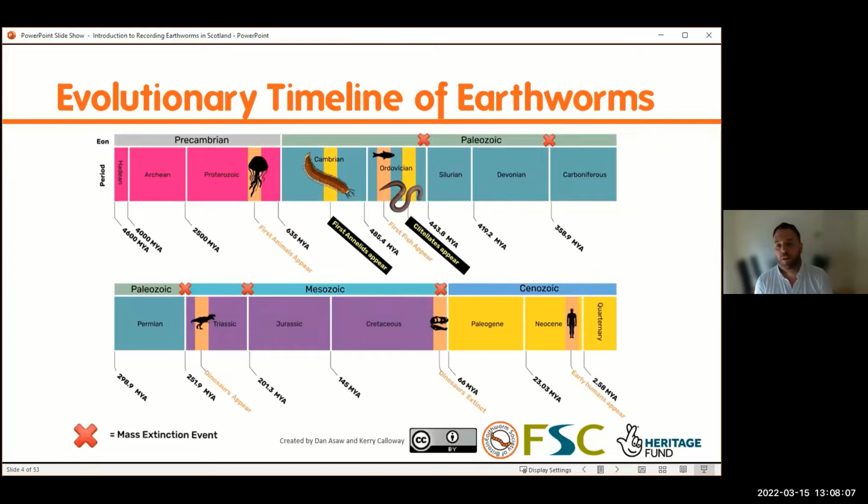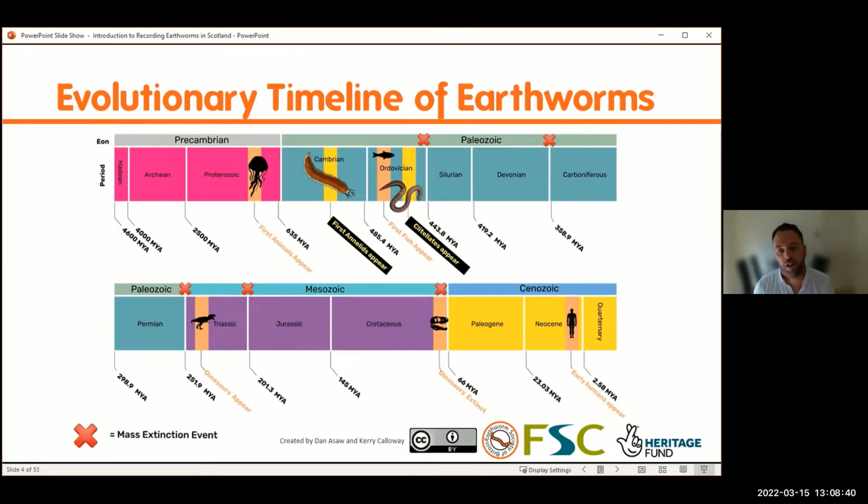Earthworms have also been around for quite some time. So if we look at this evolutionary timeline of when things developed, we can see that the first annelids, which would have been polychaete-like organisms, appeared over 500 million years ago. And the earthworm-like creatures, so the clitellates, the ancestral clitellate, would have appeared over 450 million years ago. So after fish, but before us and before many other things.